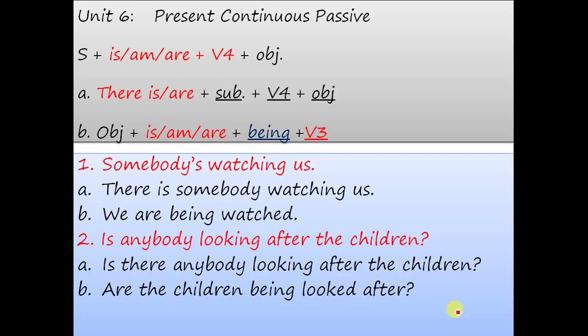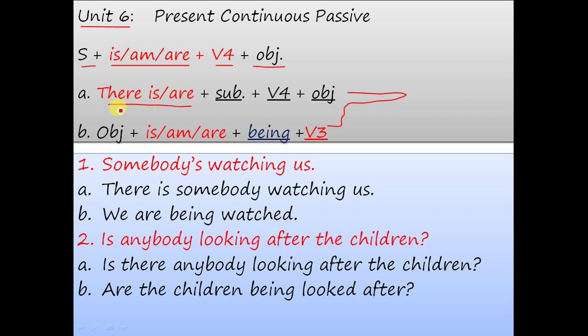So now let's move to Unit 6, Present Continuous Passive. First, be familiar with the structure of present continuous active: subject, then is, am, are, and then V4, and then object. But here we are composing two sentences. First, active using there is or there are, and then we are composing passive, present continuous passive.